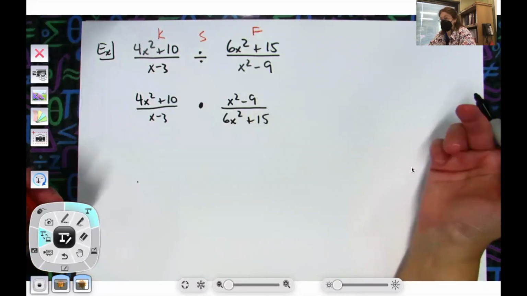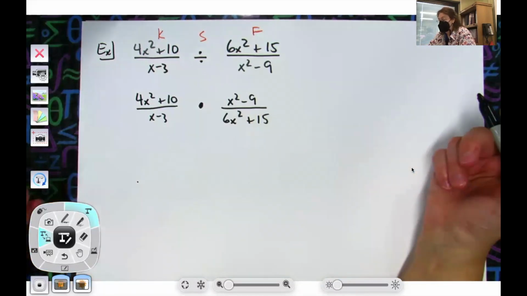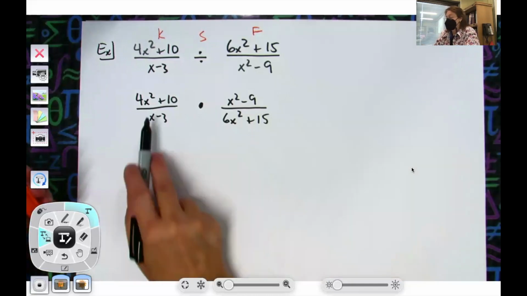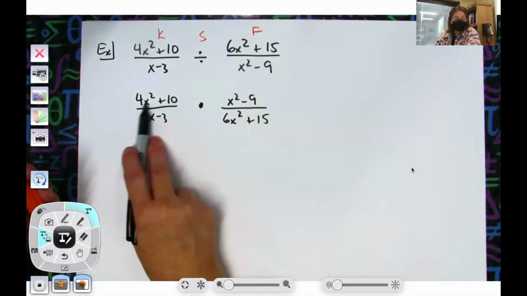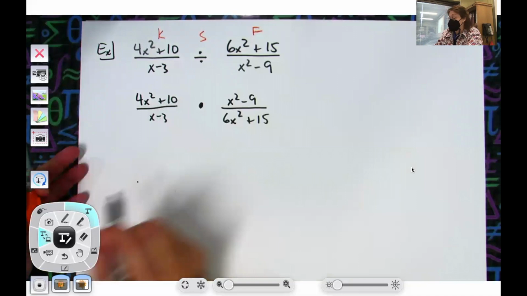You're just more likely to make a mistake. That's why I'm recommending this. Okay. It looks like I've got two terms. I can take out a greatest common factor here. Probably going to only be a greatest common factor of 2.